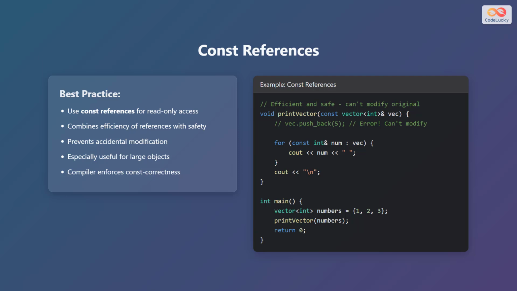An example is a function called printVector that takes a const reference to a vector of integers as a parameter. The const keyword ensures that the function cannot modify the original vector. Inside the function, a range-based for loop iterates through the elements of the vector and prints each number. Attempting to use the push_back function on the vector inside the printVector function would result in a compiler error, because the vector is passed as a const reference, indicating that it should not be modified.